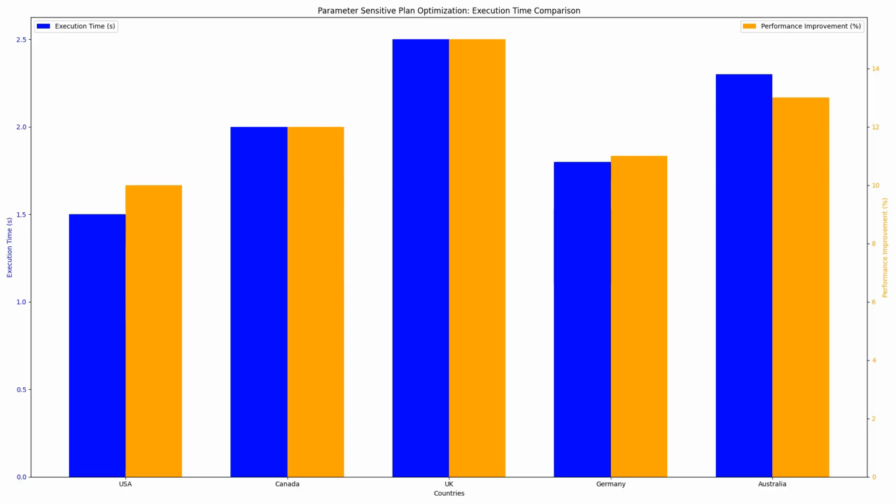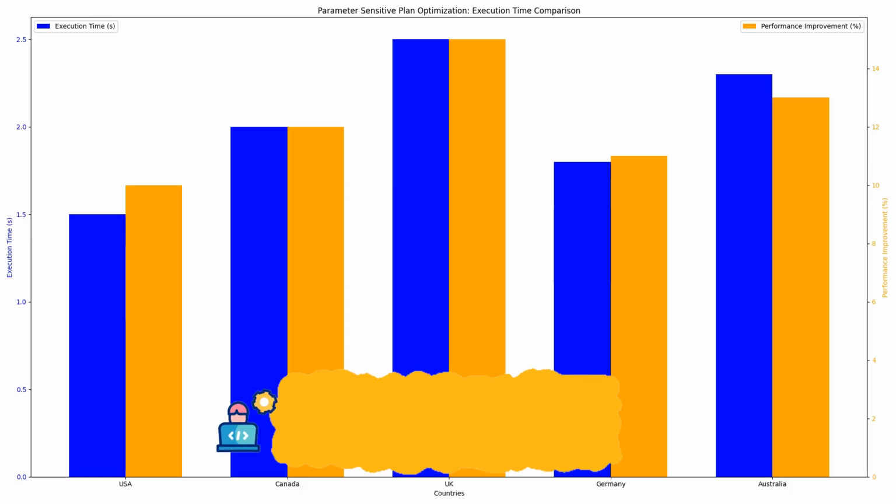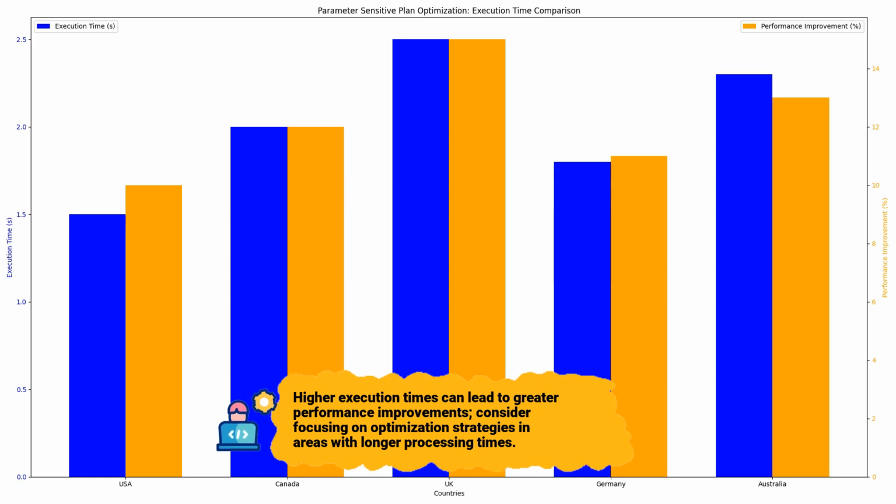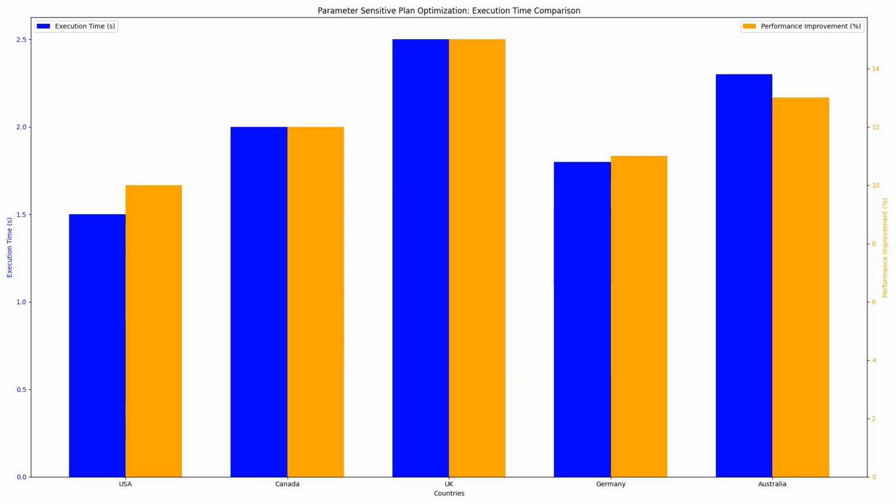There's a noticeable pattern here. Countries with higher baseline execution times, like the UK at 2.5 seconds and Australia at 2.3 seconds, are also showing larger percentage improvements of 15% and 13%, respectively. Meanwhile, the USA, which has the lowest execution time at 1.5 seconds, corresponds to that smaller improvement of just 10%. This alignment suggests that parameter-sensitive plan optimization, or PSP for short, tends to provide proportionally greater benefits where the original execution plan was more costly.